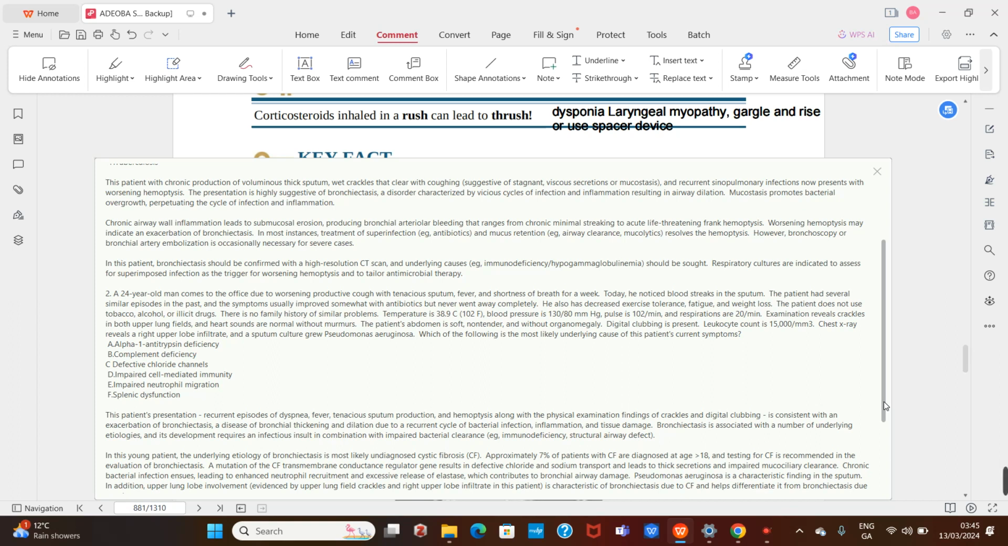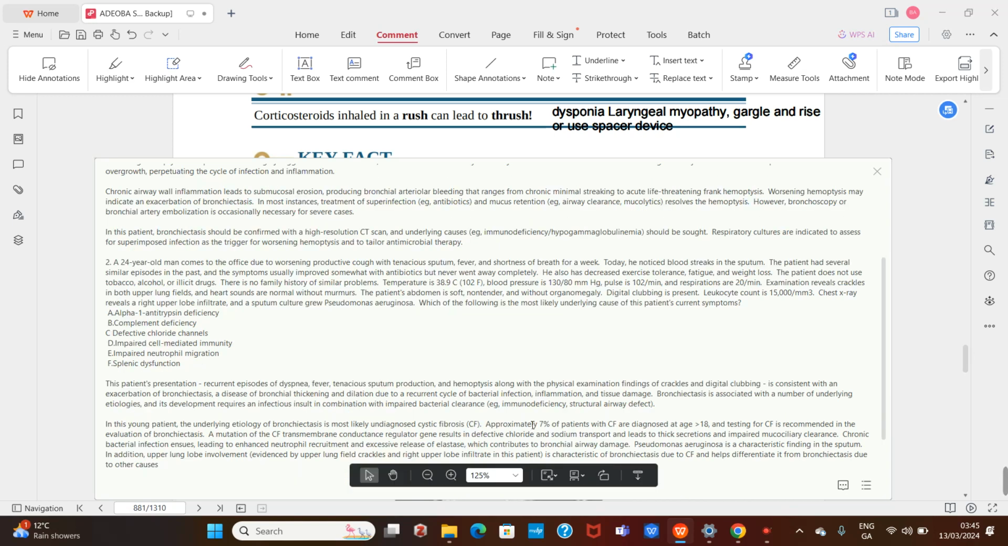So cystic fibrosis. If this person was younger, you might be thinking the person will have Staph aureus causing the recurrent chest infection. So that's another angle from which the question can come. I think those are the two questions I have.